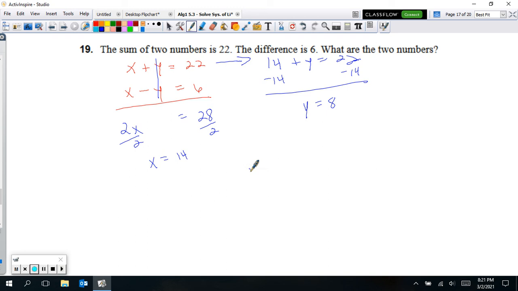So the two numbers are 14 and 8. You want to see that they do satisfy these two. If you add them, they both become 22, and if you subtract them, they become 6. So yes, that's true. So 14 and 8 are going to work.